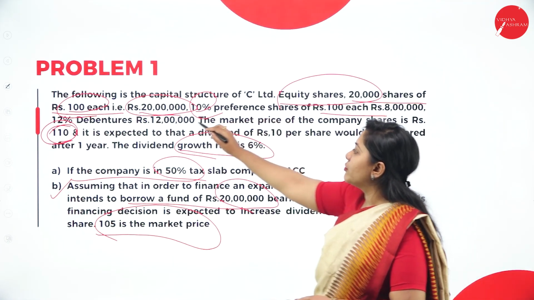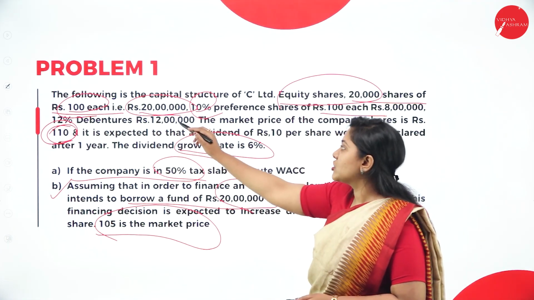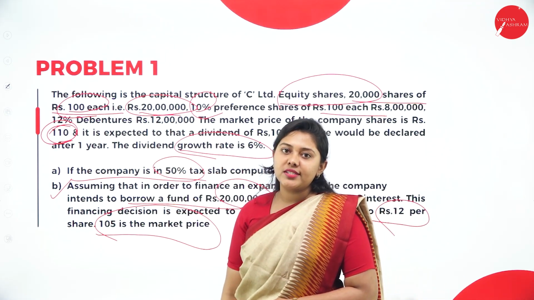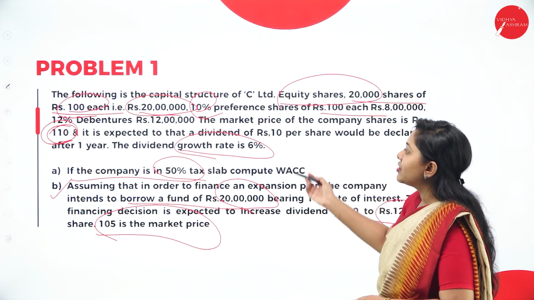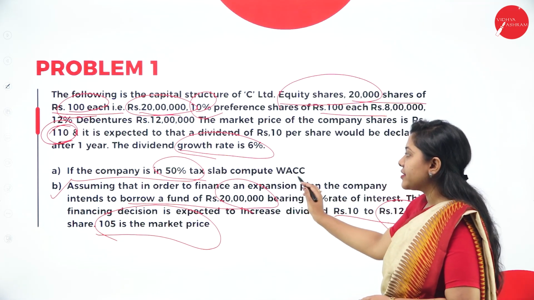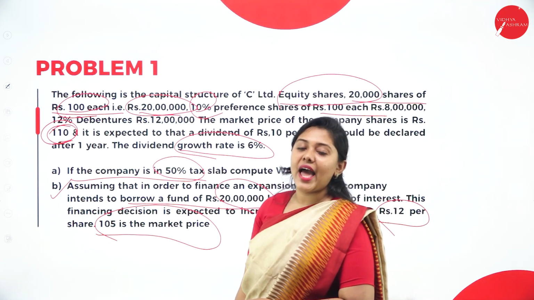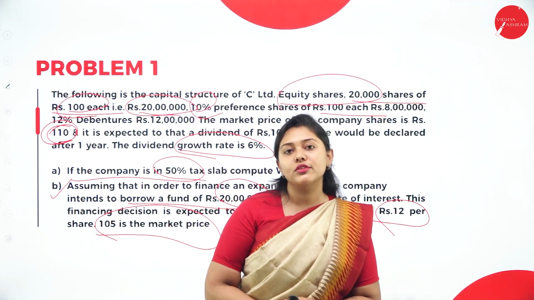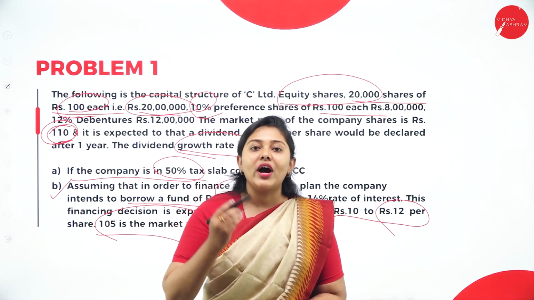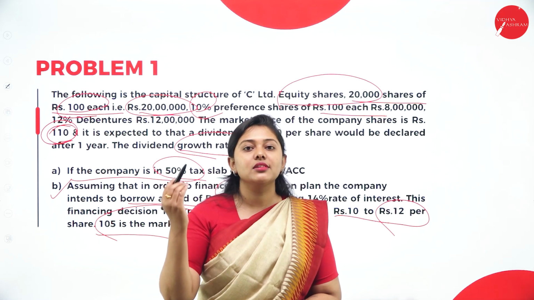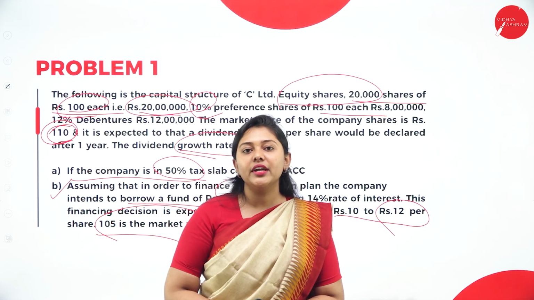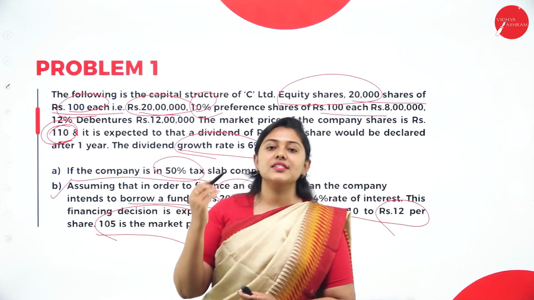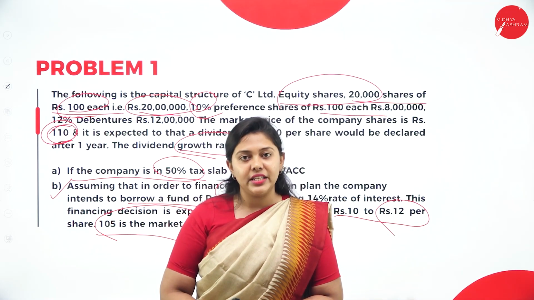Next, what further information is given? 12% debenture of rupees 12 lakh, and the tax rate is given, 50%. So it is an irredeemable problem, after tax. What is the formula? The formula will be 1 minus tax, interest, divided by net proceeds.